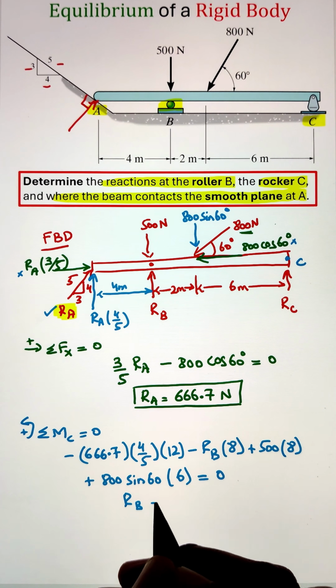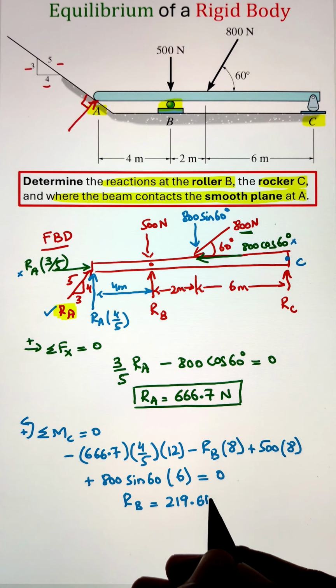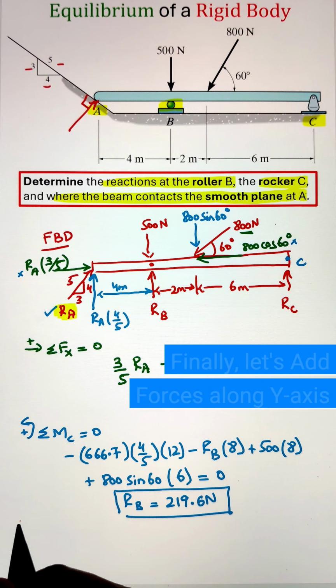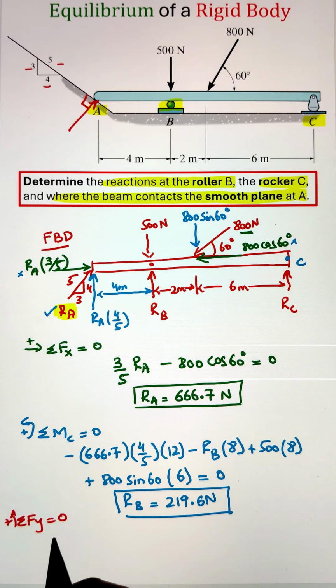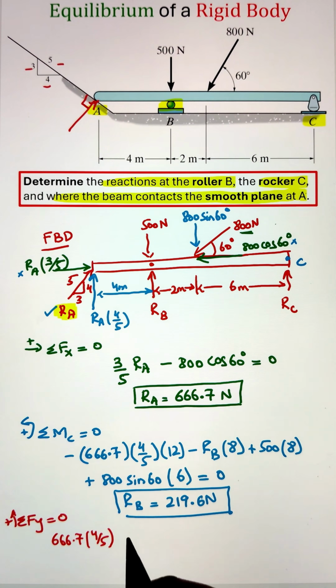Finally, I have my vertical component of 800 Newton that is calculated by taking the sine 60 function, multiplying it with a moment arm of 6. That is going to create our counterclockwise motion. Simplifying, we get our value of RB as 219.6 Newton.